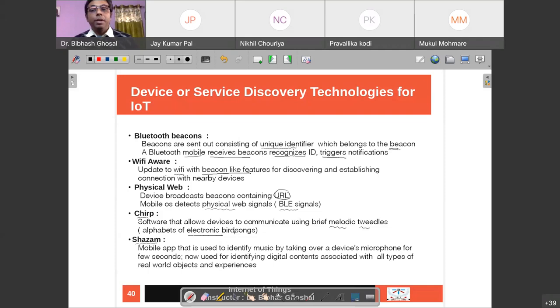So these are the different technologies used for discovery of devices. If you want to find out whether a device is there in the network, or you want to communicate with a particular device and first need to identify it, these are the ways you can go ahead: through a Bluetooth beacon, Wi-Fi Aware, physical web, Chirp, or Shazam. These are the most popularly used technologies.